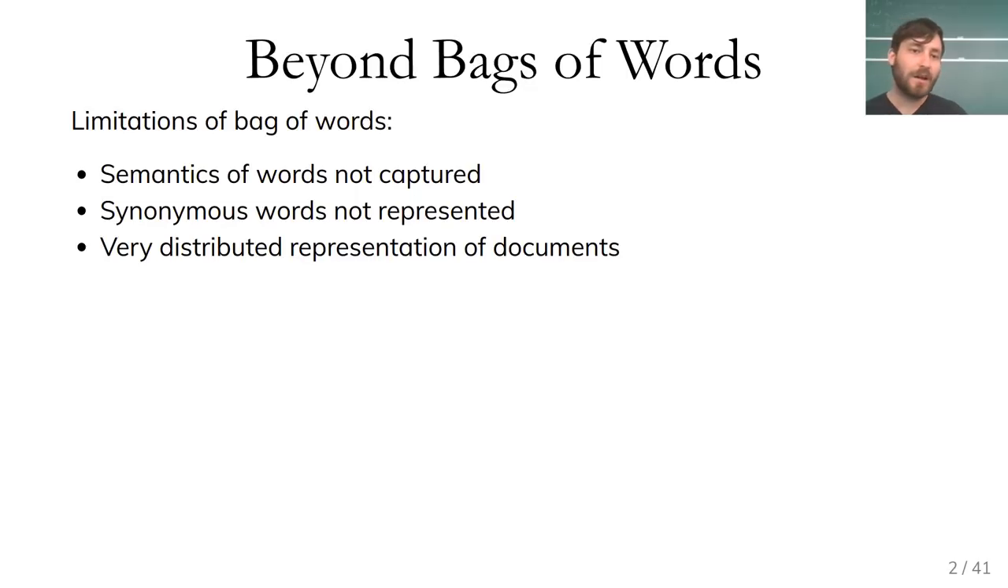Some of the limitations of bag of words that we already mentioned are that the semantics of words are not captured at all. Each word is just an independent feature, so synonyms, for example, are not represented. And we also have a very high dimensional, very distributed representation of documents. We have a giant vector and most of the entries are zero. This is maybe something that might be hard to understand. Today we'll start from the bag of words representation, but we'll try some ways to make the representation more compact and maybe more semantic.